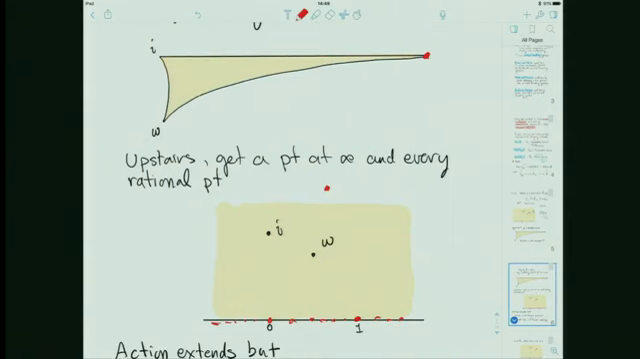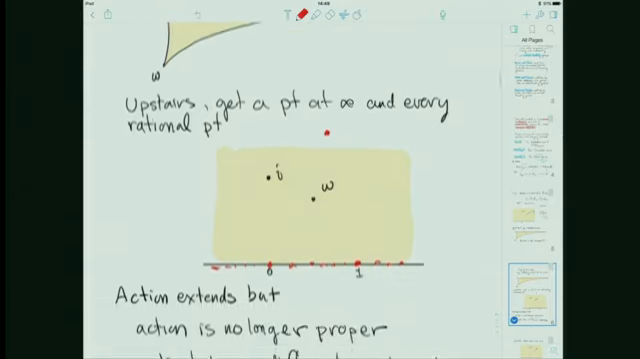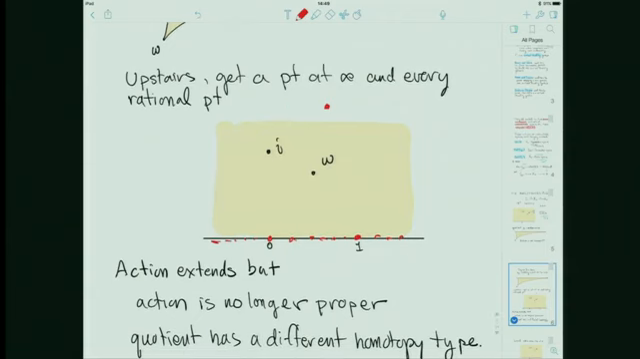And the action extends by the same formula as before, but the action is no longer proper because if you take the matrix, for instance, (1 1; 0 1), it moves everything to the right, but it stabilizes infinity. So the action is no longer proper. The whole subgroup it generates fixes infinity, and that's an infinite cyclic subgroup. Yeah, so this is not good. The action is no longer proper.